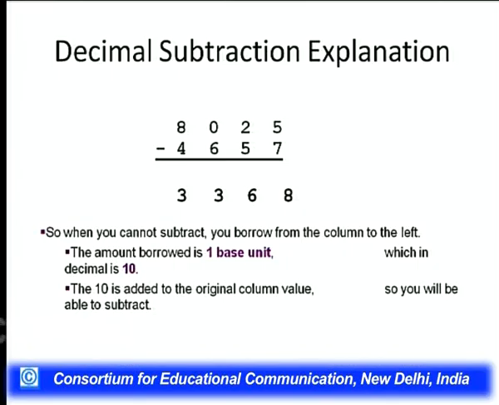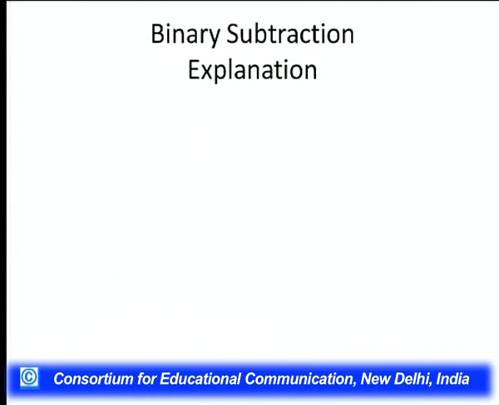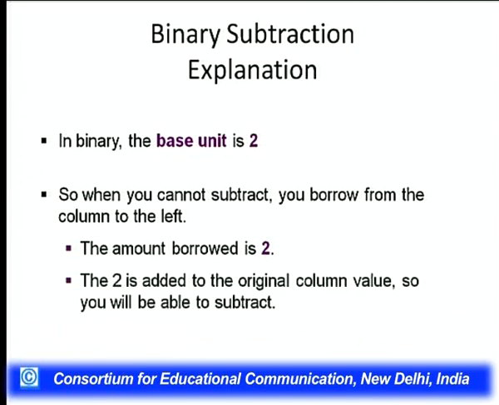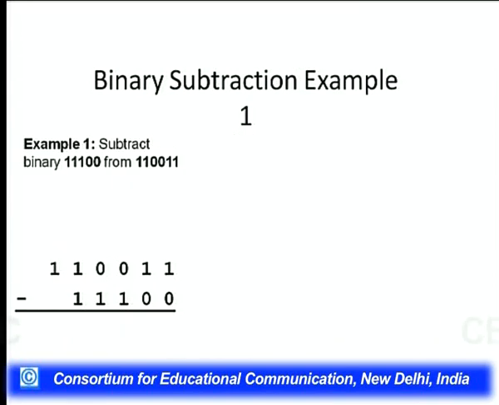So, similarly you add 10 to the original column value, and then we always understand. So, this will be a simple subtraction. Now, if we look at binary subtraction, in binary the base unit as we just discussed is 2. So, when you cannot subtract, you borrow from the column to the left, and the amount that you borrow will always be 2. So, 2 is added to the original column value. So, when you add the 2, you will be able to subtract.